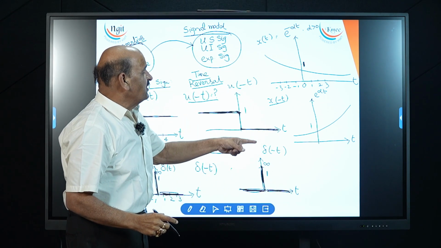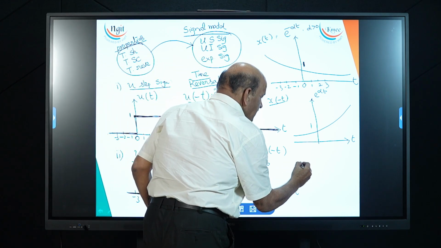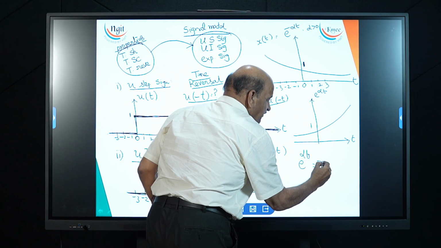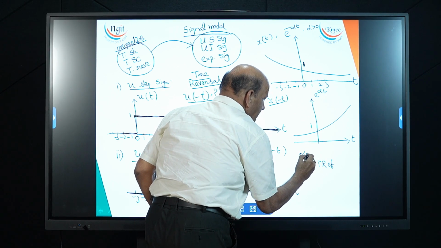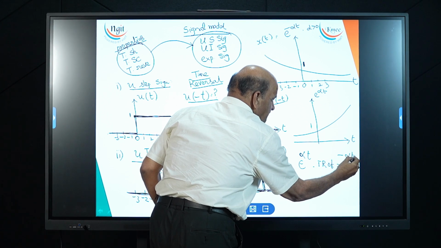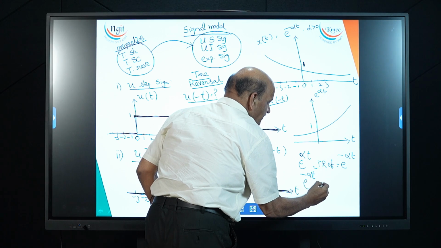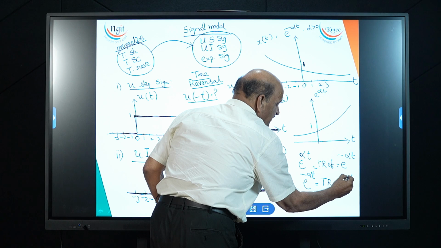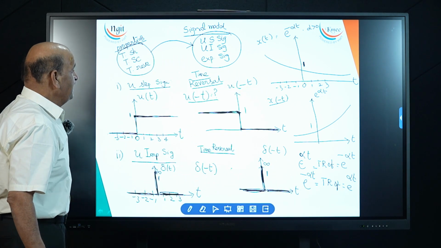This is very much important. Just look at, that means e power alpha t is a time reversal of what? E power alpha t is a time reversal of e power minus alpha t. E power minus alpha t is equal to time reversal of e power alpha t. These two things students have to understand very clearly.